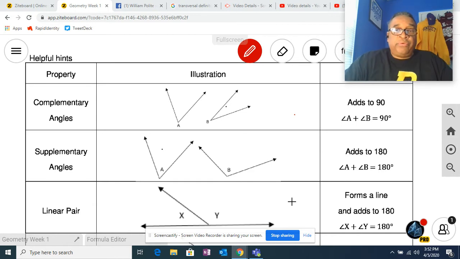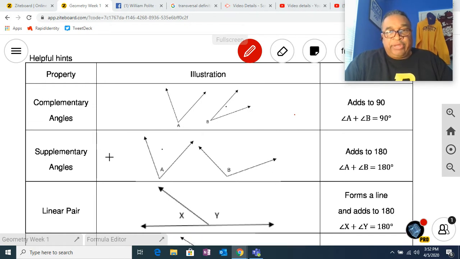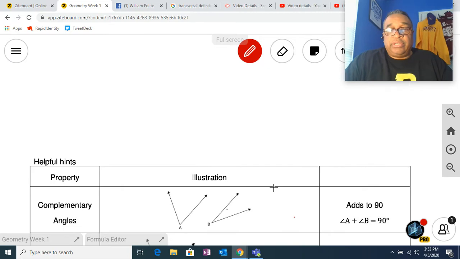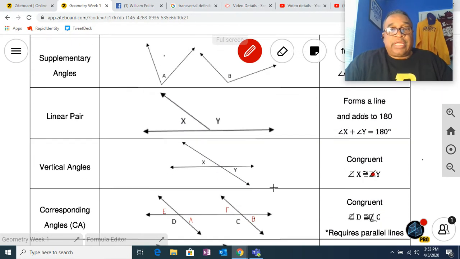Just a quick review. We went over this chart in the last part one video, and we looked at complementary angles, that they equal 90, supplementary angles equal 180. A linear pair is just simply an angle that looks like this figure here, that forms a line and equals 180.